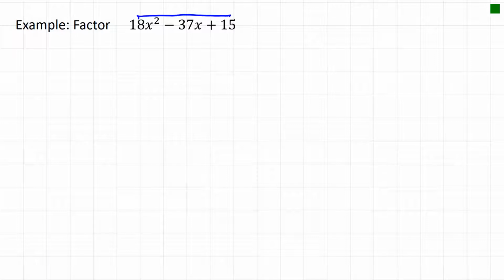First of all, there is no greatest common factor that we can pull out. I looked for a second, I tried, are each of those divisible by 3? And the answer is no. So we're stuck with having to go through this process. So 18 times 15. I'm using my calculator here, and I find that it's equal to 270. In order to factor this, we need to find two factors that multiply to positive 270 but add to negative 37. So we're looking for two negative numbers, and they could be anything.